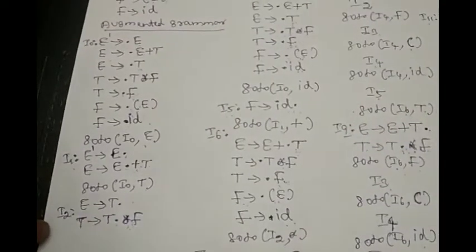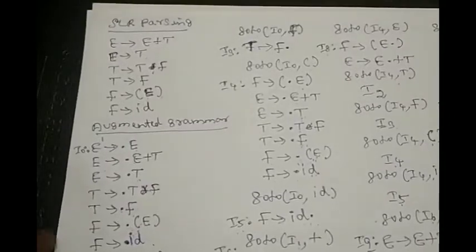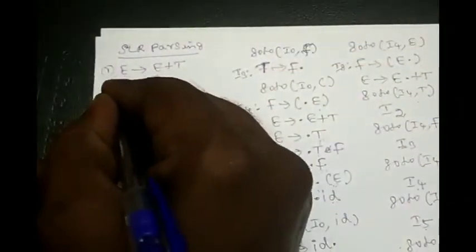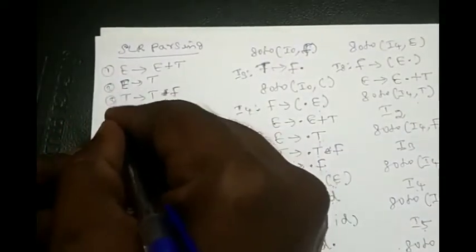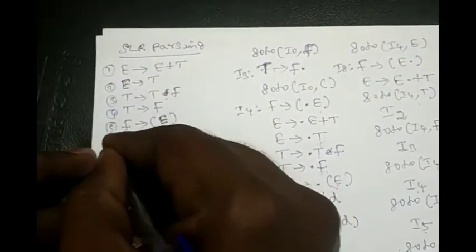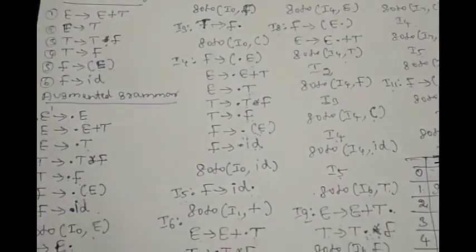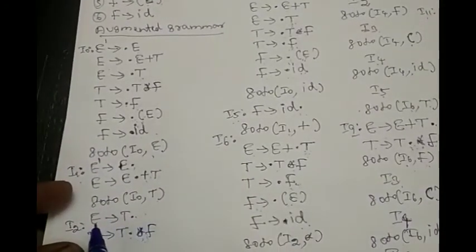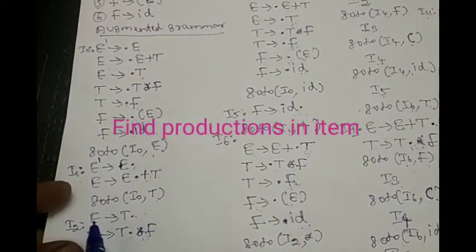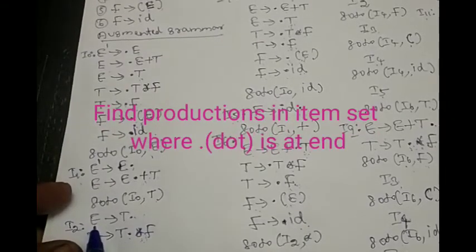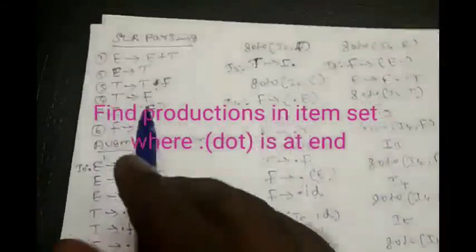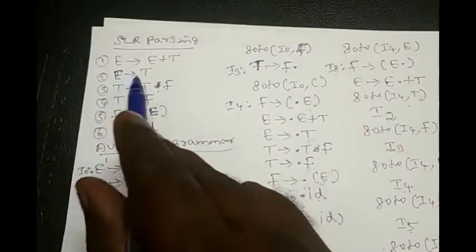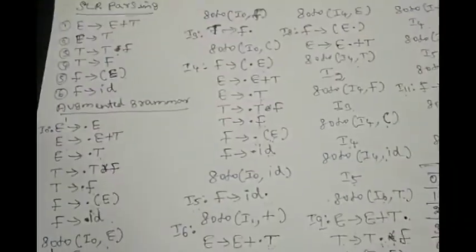Now in item set 2 you can see E tends to T dot. Now we have to number these productions. This is production number 1, this is production number 2, production number 3, production number 4, 5 and 6. So wherever E tends to T is there, first you have to see what is the follow of E here. Wherever follow is there for E, you write the production number, E tends to T is 2. So that should be a reduce to production, simply write it as R2.